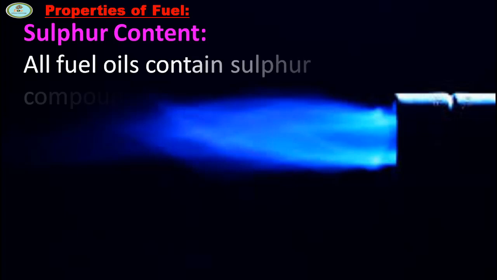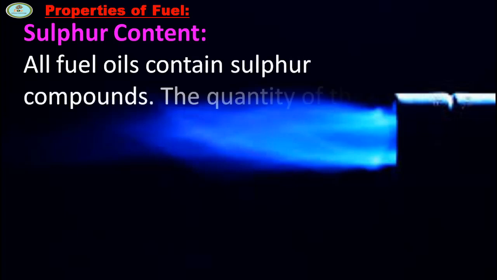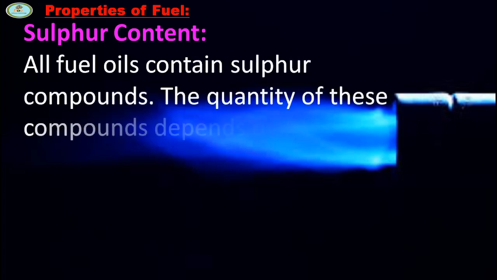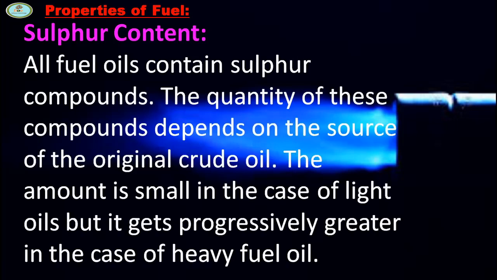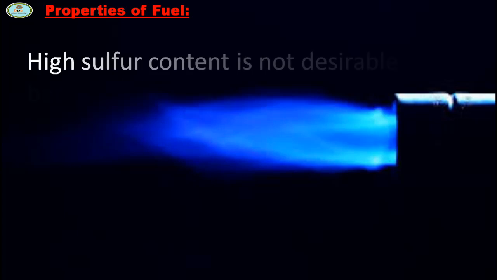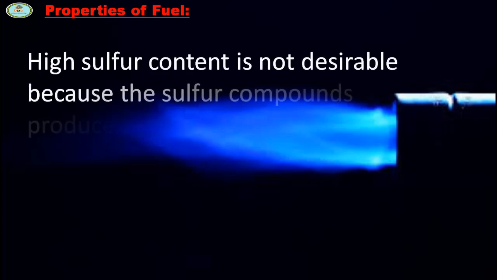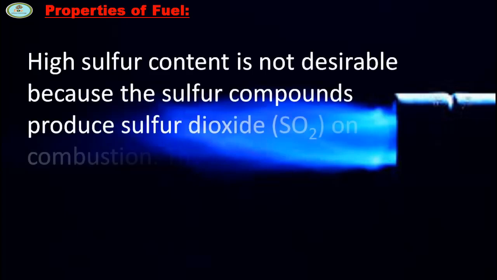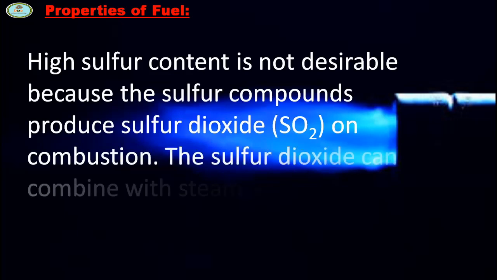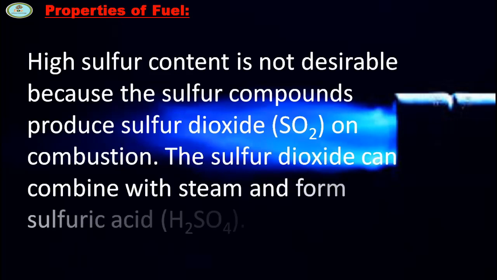All fuel oil contains sulfur compounds. The quantity of these compounds depends on the source of the original crude oil. The amount is small in the case of light oil, but it gets progressively greater in the case of heavy fuel oil. High sulfur content is not desirable because the sulfur compounds produce sulfur dioxide on combustion. The sulfur dioxide can combine with steam and form sulfuric acid.